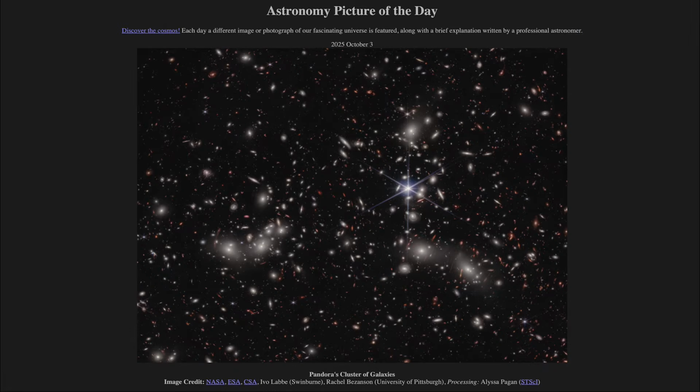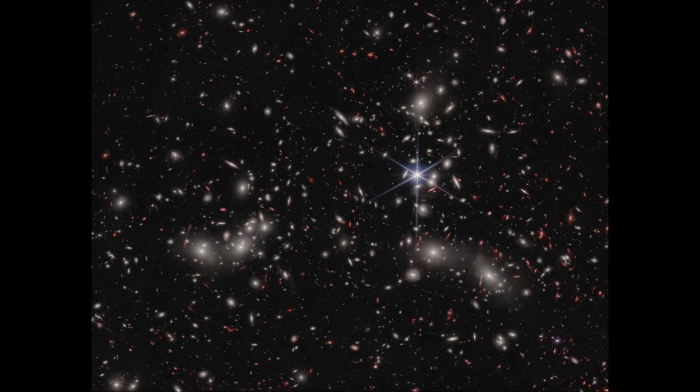Today's picture for October 3rd of 2025 is titled Pandora's Cluster of Galaxies. So what do we see here? Well, here we see the cluster known as Abell 2744, and this has been imaged by the James Webb Space Telescope. And this is an example of a galaxy cluster, and in fact a very large galaxy cluster.